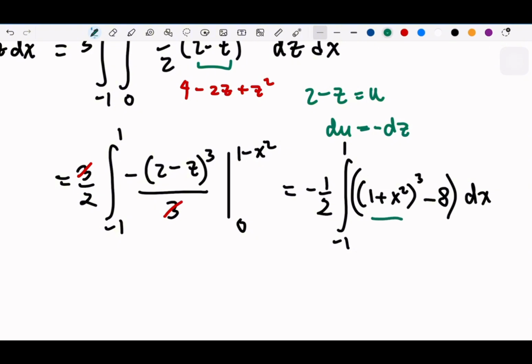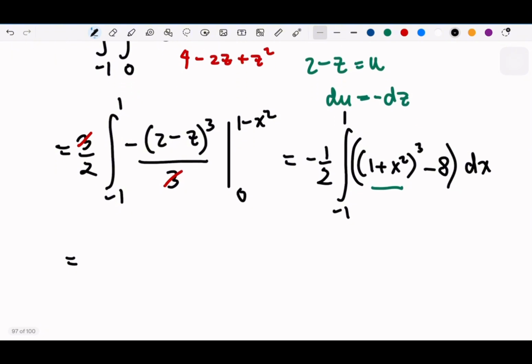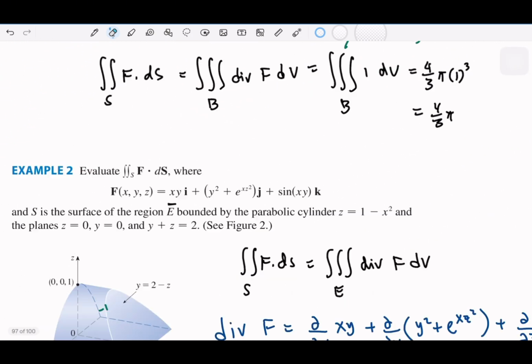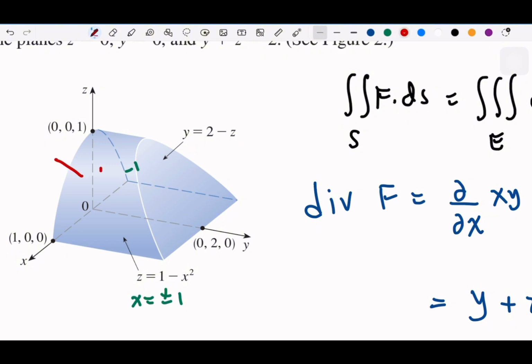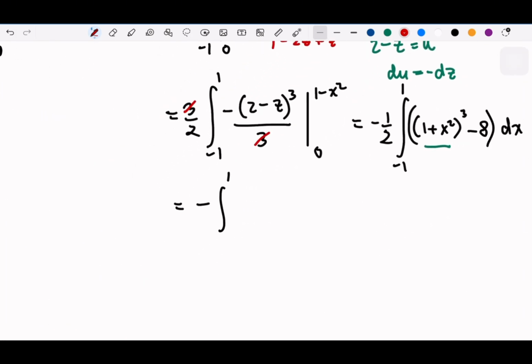And then I think we can break down this (1 plus x squared) cubed. And then I will divide by 2. I will directly write the result here. I think also since this is symmetric in x, this is symmetrical, right? So we can write that this will be, due to symmetry in the XZ plane, right?